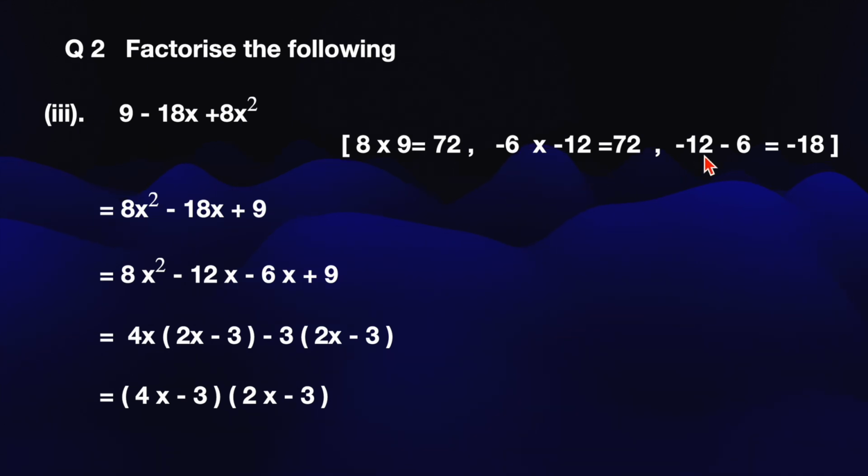What is minus 12 minus 6? It is minus 18. See here, the middle term. So you're going to write minus 18x as minus 12x minus 6x. Here the common factor is 4x, bracket 2x minus 3. Here the common factor is minus 3, bracket 2x minus 3. So 4x minus 3 into 2x minus 3 are the factors.